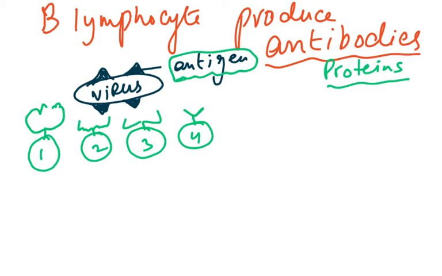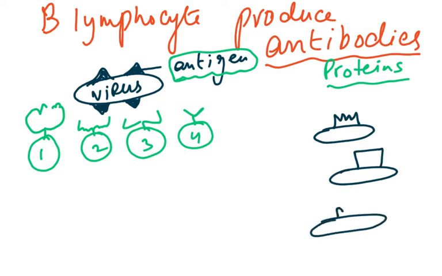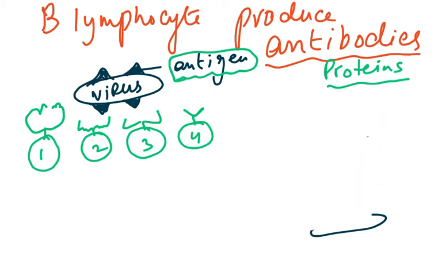Now, different viruses will have different antigens. Maybe there's a virus with this sort of antigen on it. Maybe there's a virus with this sort of antigen on it. Maybe there's a virus with another type of antigen on it. So different viruses have different antigens on their surface, and that's why we call them the different strains of the virus.